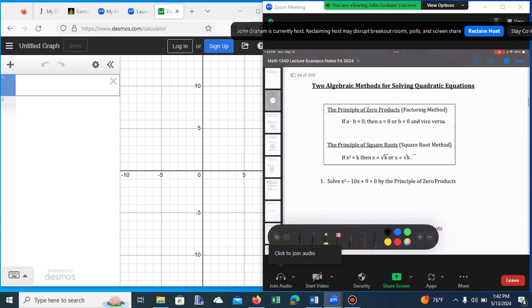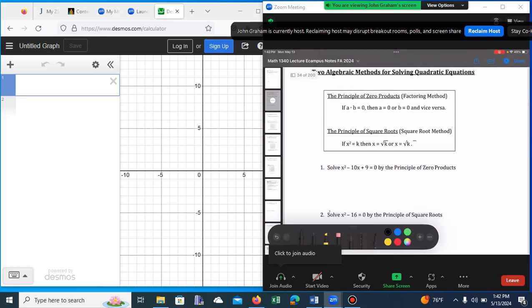So the first method is the principle of zero product. This is a factoring method where we take a trinomial, like ax squared plus bx plus c, and we break it down into two binomials multiplying each other. Now we'll call these binomials a and b, and so if they're set equal to 0, then the only way that happens is if a equals 0 or b equals 0.